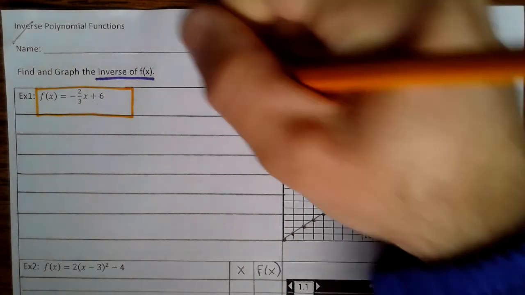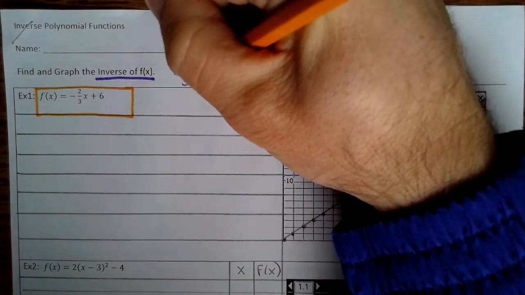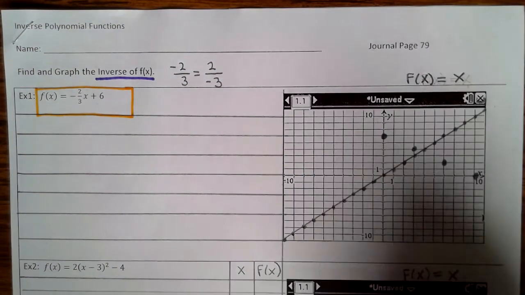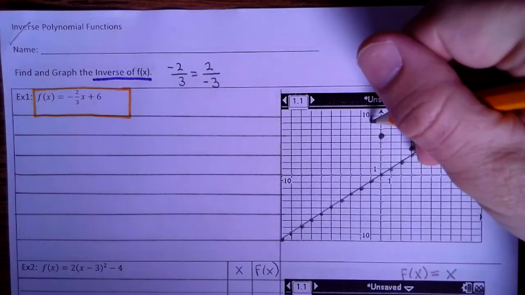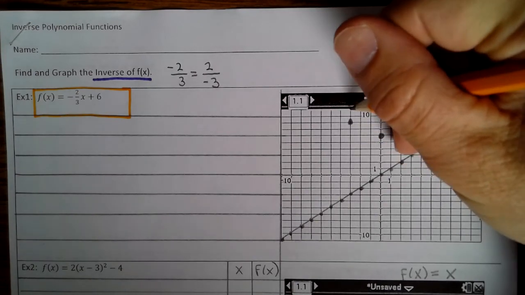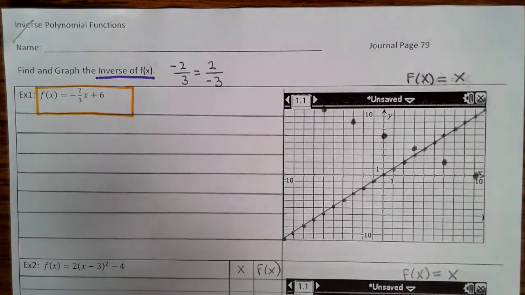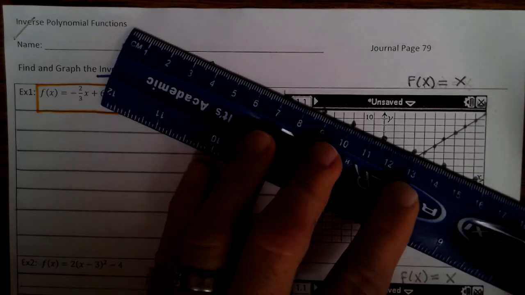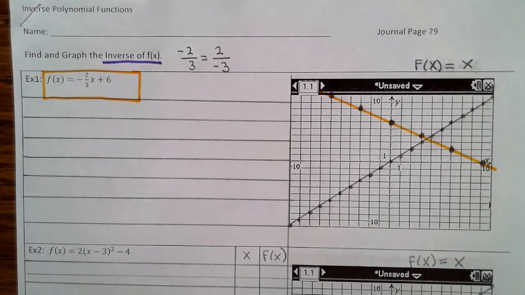Now, it's important to note that negative 2/3 is equivalent to 2 divided by negative 3. And why that's important is because this tells us we go down 2 to the right 3. This tells us we go up 2 to the left 3. So we go up 2 to the left 1, 2, 3. Up 2 to the left 1, 2, 3. Okay, and we're going to graph that line in yellow.